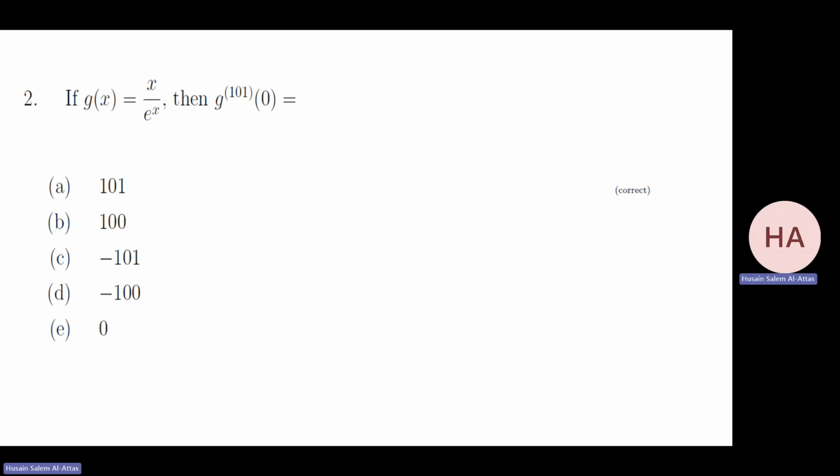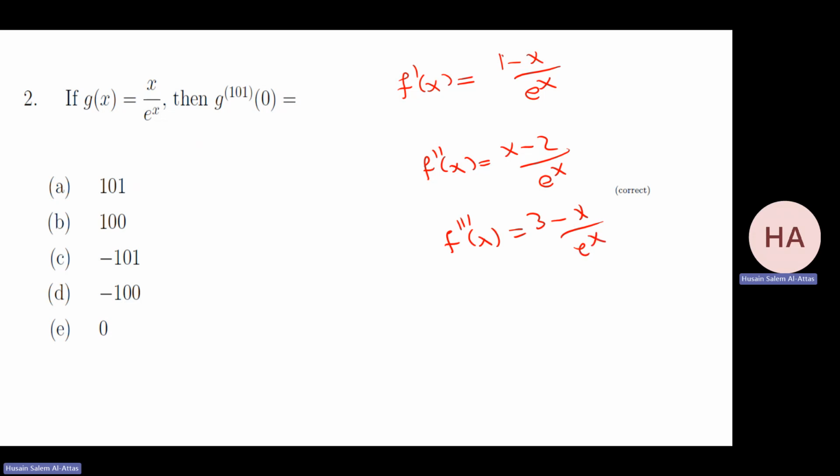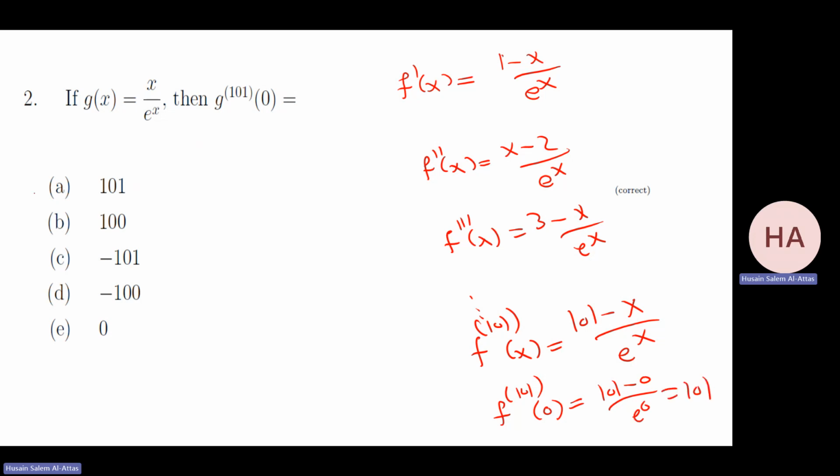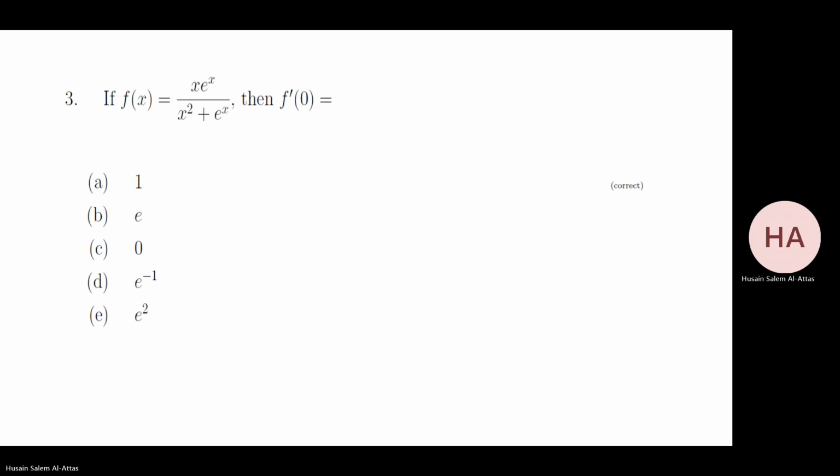g of x equals this. Find f prime. We did something similar. If you remember, we said the first f prime is 1 minus x over e to the power x. Second, it will be x minus 2 over e to the power x. Third, 3 minus x over e to the power x. This is odd. So it will be 101 minus x over e to the power x. At 0, f 101 at 0 is 101 minus 0 over e to the power 0, which is 101. So this is the answer. Find f prime.